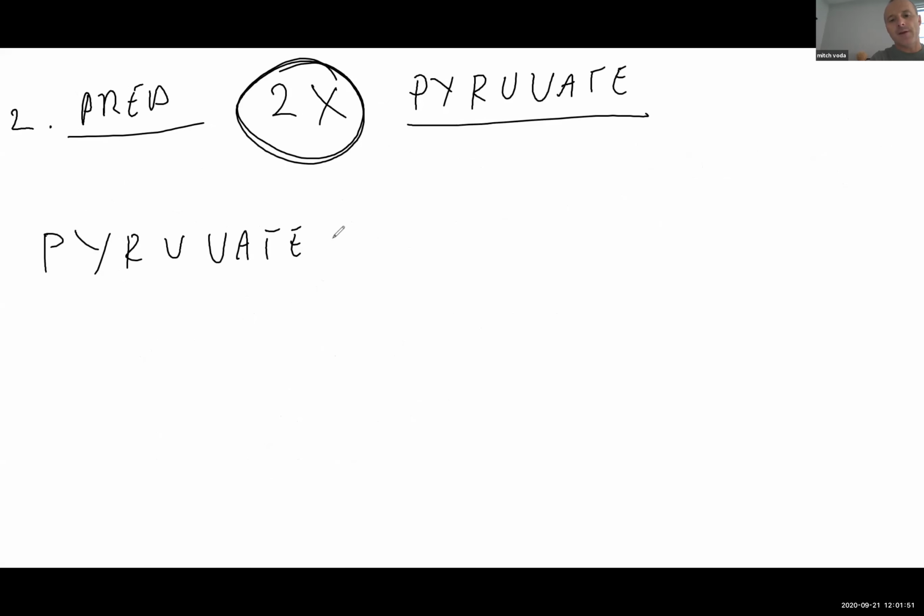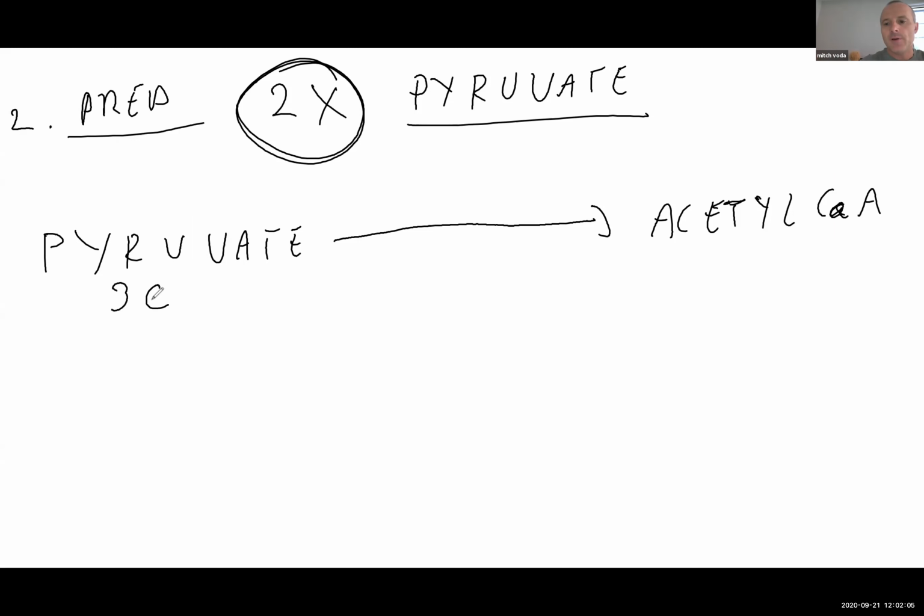Now, pyruvate is going to be broken down to acetyl-CoA. Remember, pyruvate was 3 carbon, and acetyl-CoA, as I mentioned earlier, is 2 carbon. So here, 1 carbon is lost. How can it be lost? The only way is in the form of carbon dioxide.